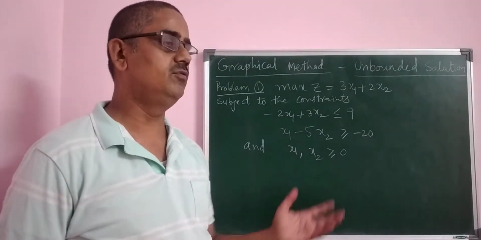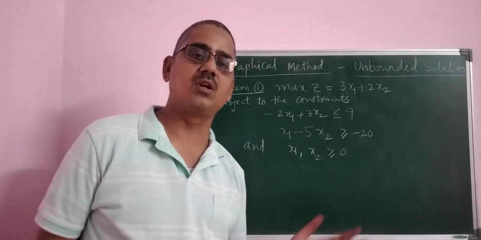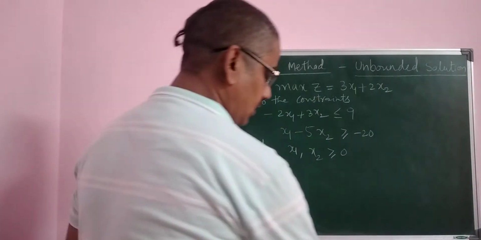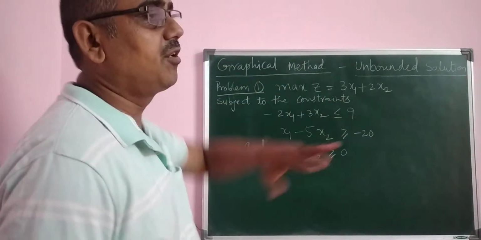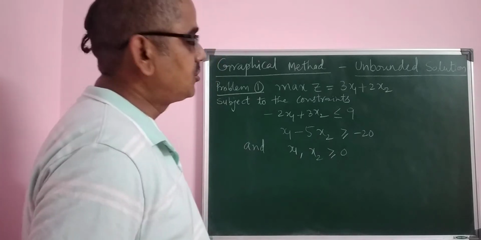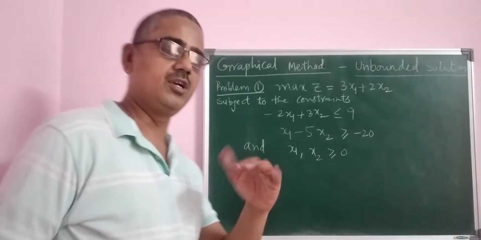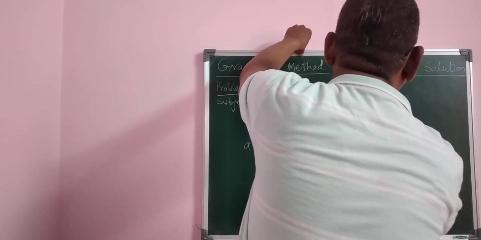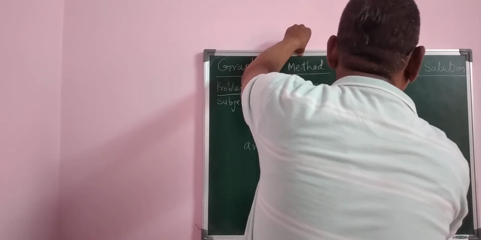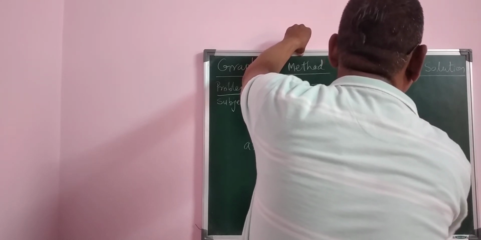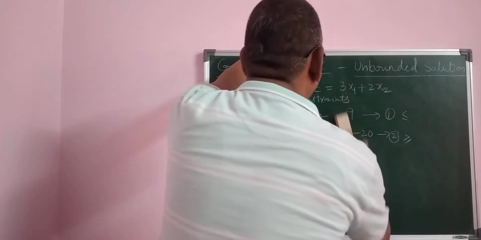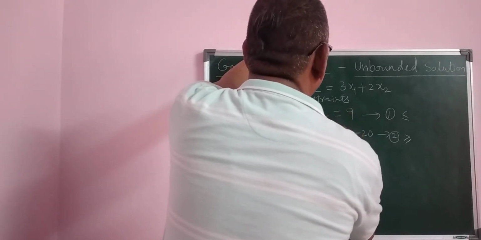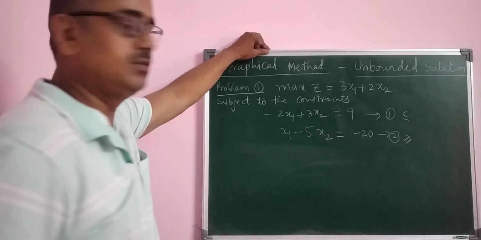We see which kind of common region, or feasible region, is going to be obtained. I start the same procedure of the graphical method. First, you convert the inequations of the constraints into equations. This is less than or equal to, equation 1, and this is greater than or equal to, equation 2. So first of all, I am converting the given inequations into equations.